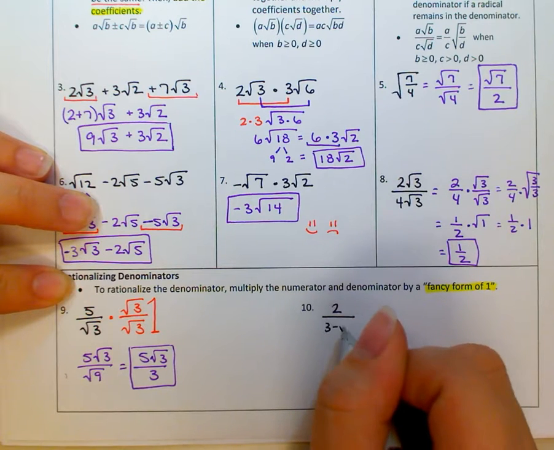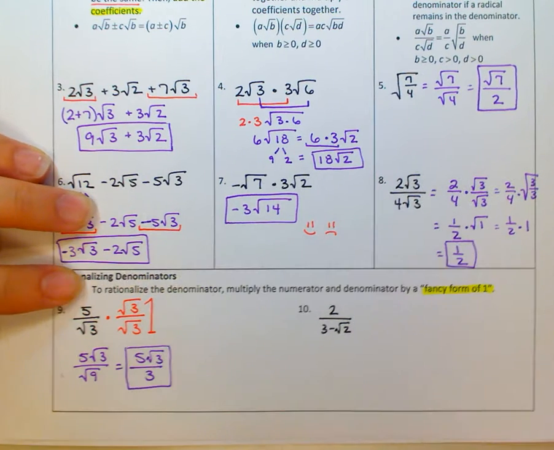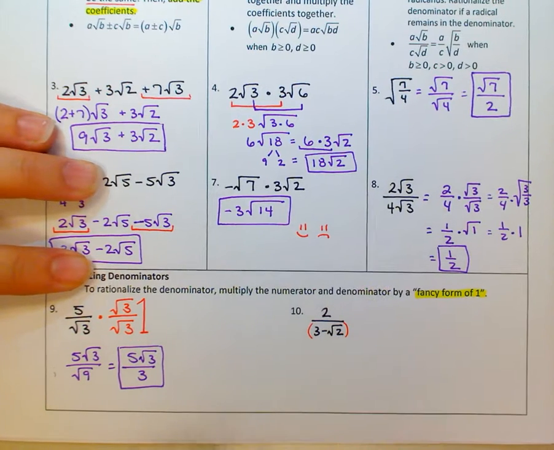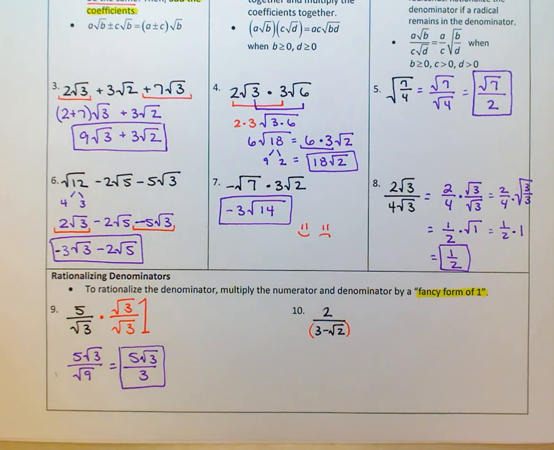3 minus square root of 2. Now this one's a little trickier because these guys are a married couple. They got to stay together. Can't get rid of one without getting rid of the other. Okay, so 3 minus square root of 2. So what we use is something called conjugates. Conjugates are simply the same exact numbers, but you change the middle sign.